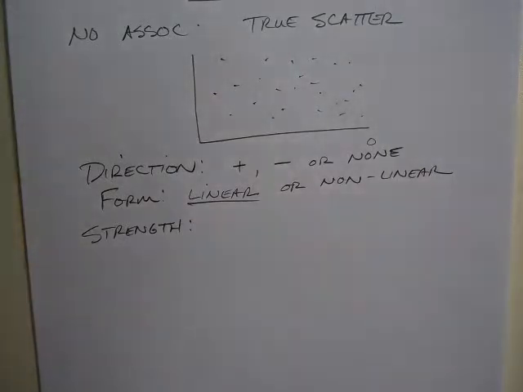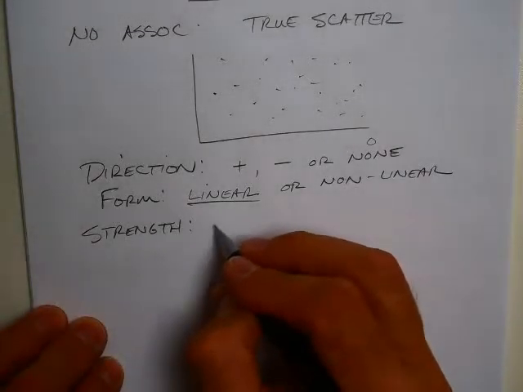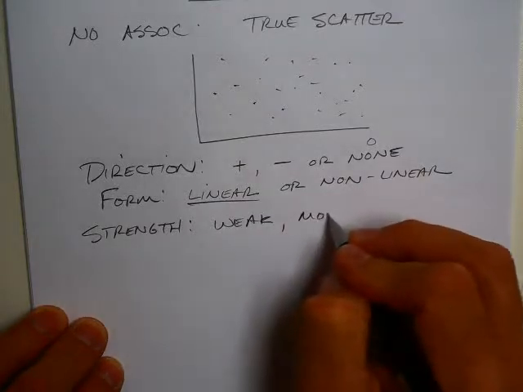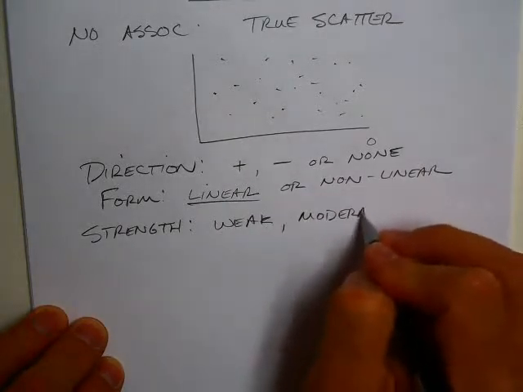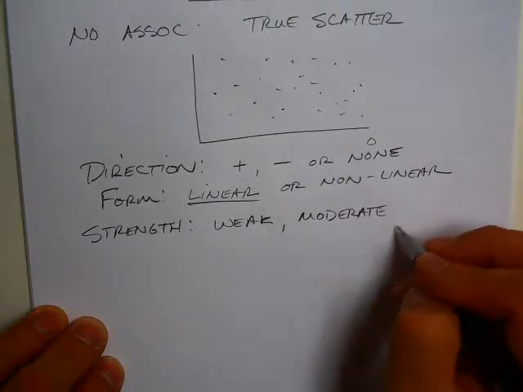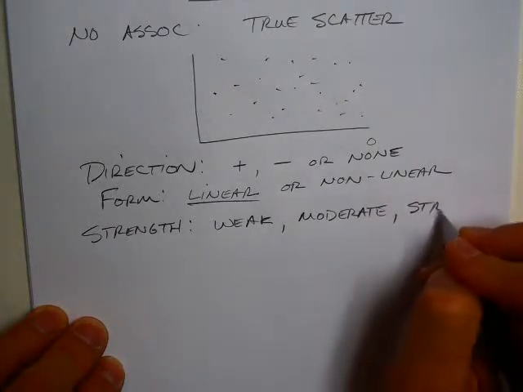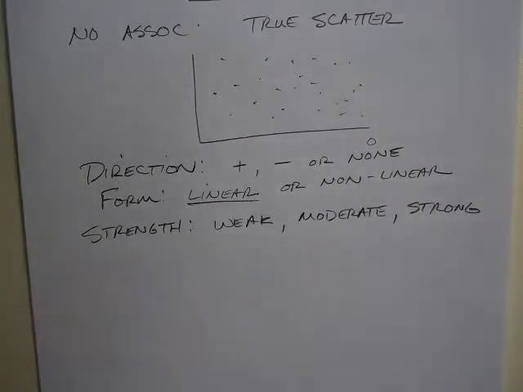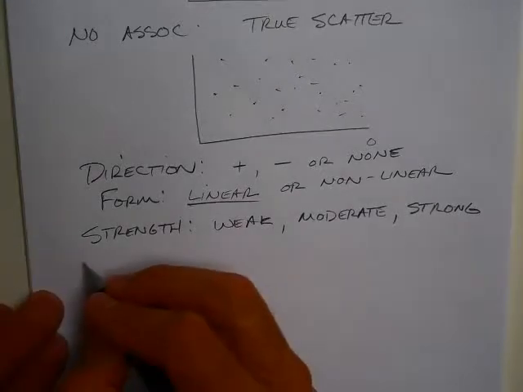Do the points line up pretty closely, or are they really pretty scattered out and yet still show some sort of relationship? Is the relationship weak, moderate, or strong? And the last thing we want to look at, maybe make note of, are there any unusual features?